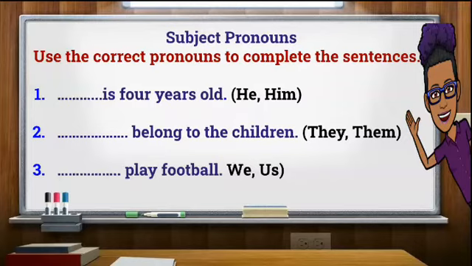So here we have he is 4 years old. Second sentence, they or them belong to the children. They belong to the children. Our third sentence, we or us. We play football.